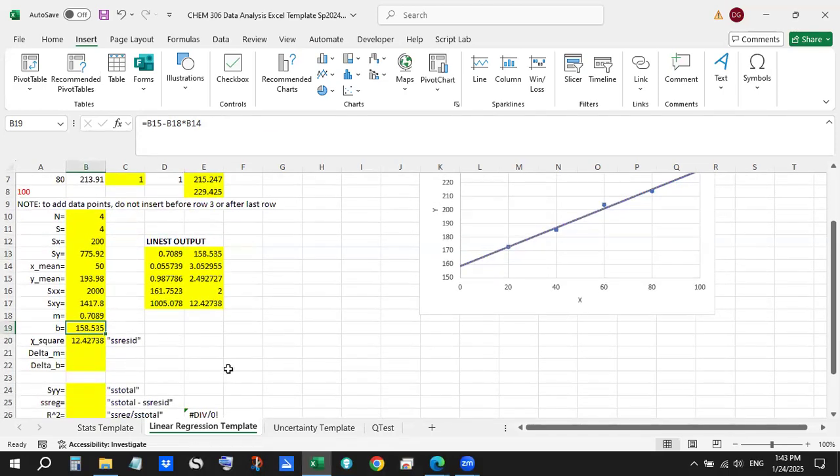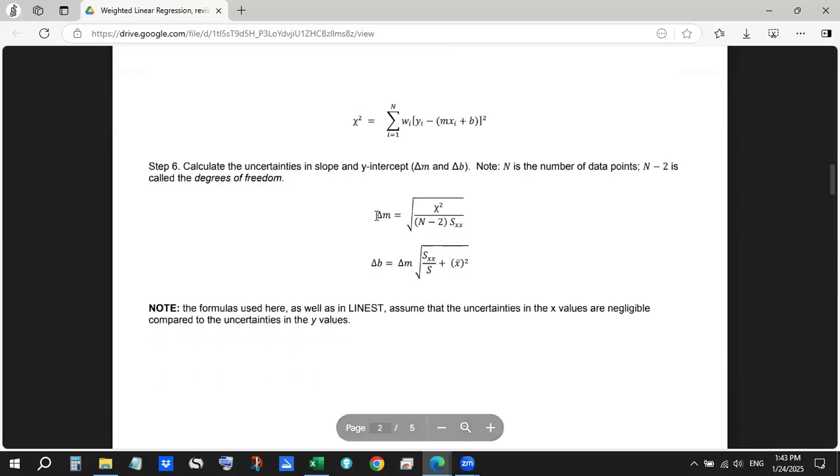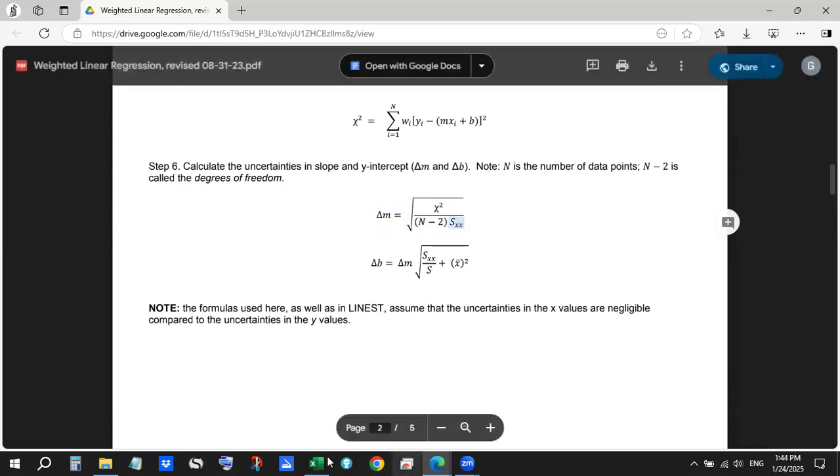Okay, so let's do delta m, the uncertainty in the slope. Here's the uncertainty in the slope. Okay, you take chi-square, you divide by n minus 2. This is the degrees of freedom here. Okay, instead of n minus 1, it's n minus 2, because you have 2 parameters, slope and intercept, and then times Sxx. So chi-square divided by n minus 2 times Sxx, and then you take the square root.